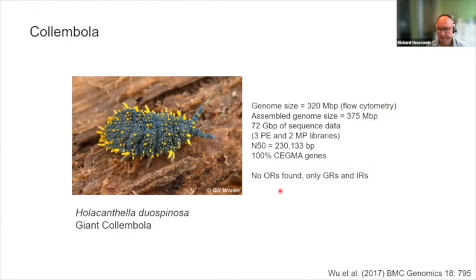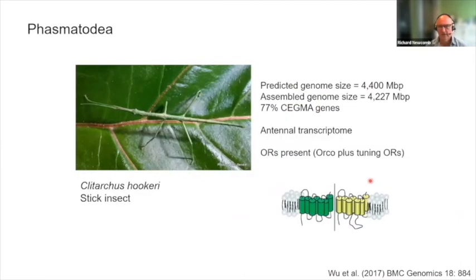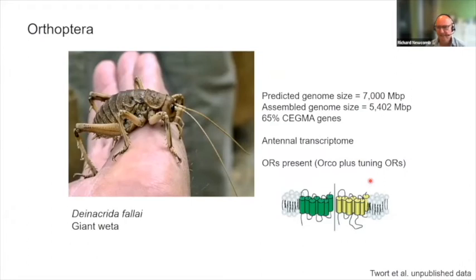Only gustatory receptors and this other family of ionotropic receptors that primitive invertebrates used to detect some non-volatiles. We went on and sequenced a number of other native insects, including stick insects, where we did find odorant receptors. And here's one of the largest insects by weight.